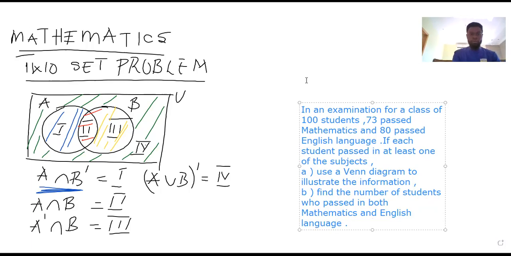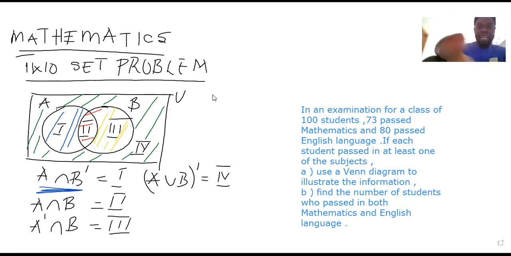Good. So that's my question, right? In an examination for a class of 100 students, 73 pass mathematics and 80 pass English language. If each student passed in at least one of the subjects, so meaning that none of the students failed. That's the meaning of that statement, okay? None of the students failed, right?